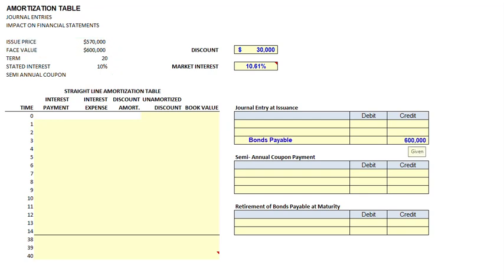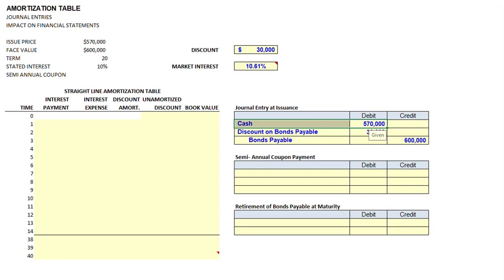Our journal entry when we issue the bonds will involve a $600,000 credit to bonds payable. We always record bonds at their face value. We are receiving $570,000 in cash, so we'll need to record a discount of $30,000.